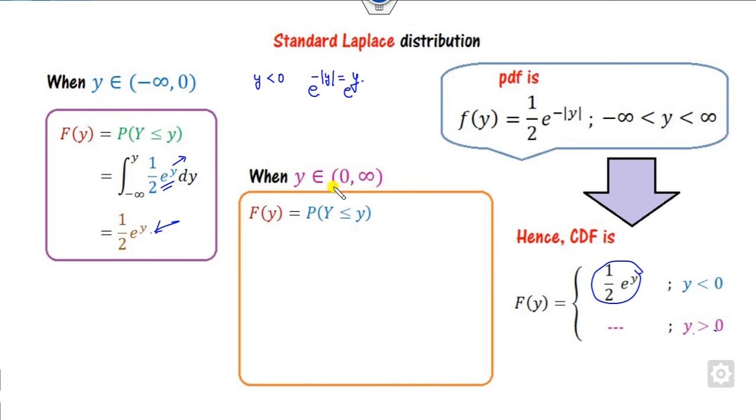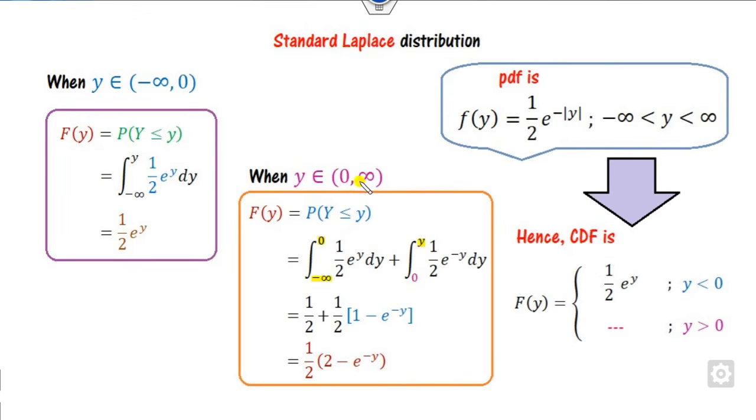Now, whenever y is greater than 0, what is that part? This is nothing but e raised to power minus y. So I can split this over minus infinity to 0 and then 0 to y. Minus infinity to 0 is this answer, and after solving you will get this result. Therefore you can substitute this value and you will get the CDF of the standard Laplace distribution.